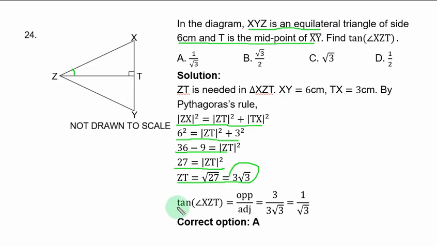Now, tangent of angle SZT is opposite over adjacent. Opposite is TS, that is 3, and adjacent is ZT, and you have 3 root 3. By the time 3 cancels 3, you have 1 over root 3. A is the correct option.